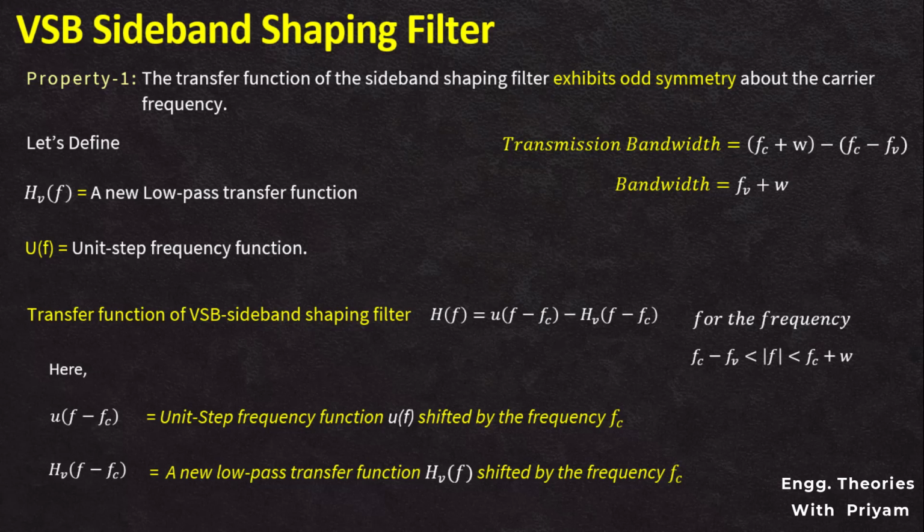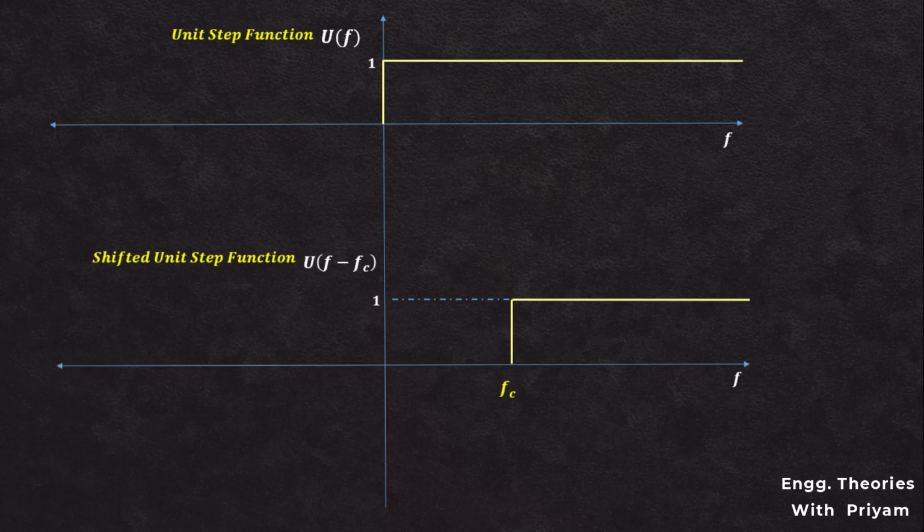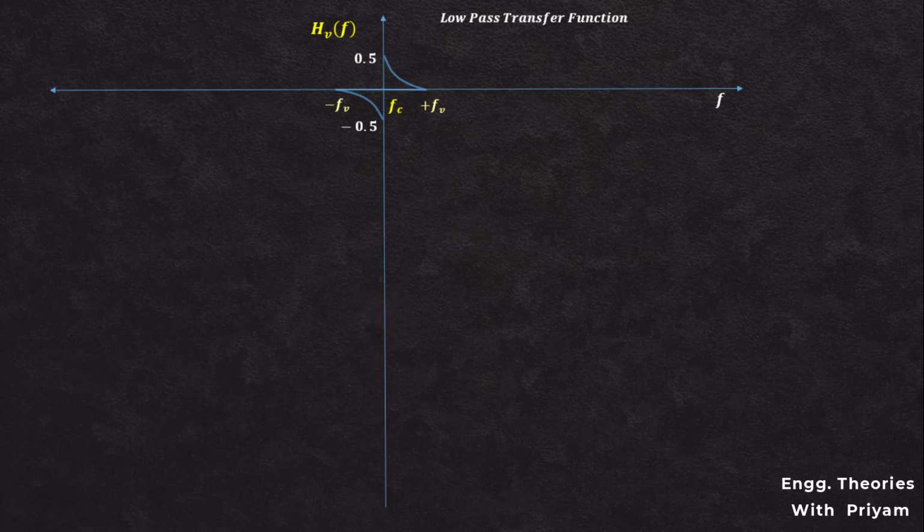Let's talk about this shifted unit step function. The original unit step frequency function u(f) has the value of 1 when the frequency is greater than 0. For the unit step frequency function u(f - fc), we need to shift the original unit step frequency function by the frequency fc. Then this shifted function u(f - fc) will be equal to 1 when the frequency f is greater than fc, and it will be equal to 0 when the frequency f is less than fc. This shifted unit step frequency function is the first term of the transfer function H(f). Let's talk about this new low pass transfer function Hv(f - fc).